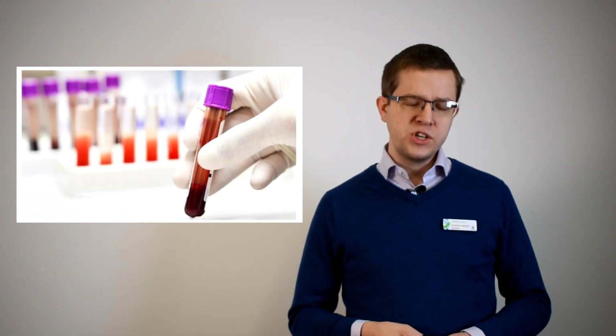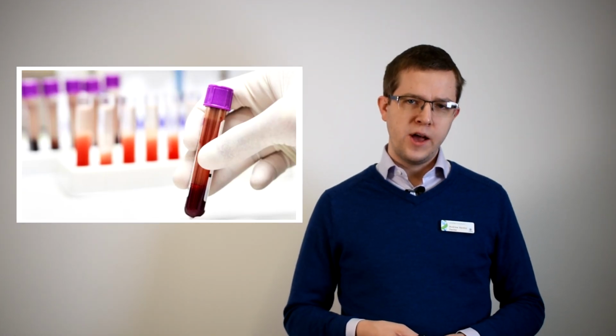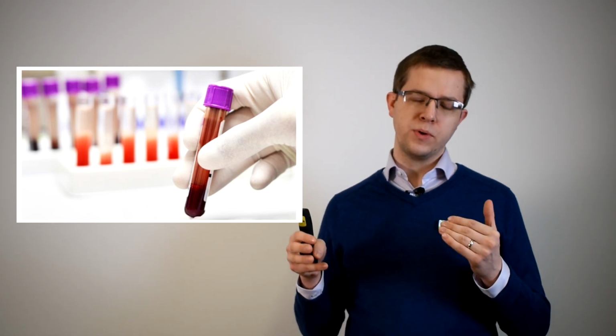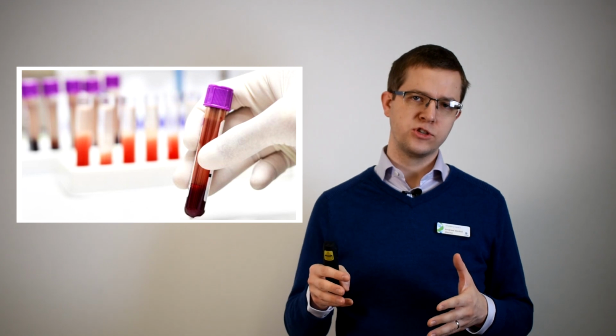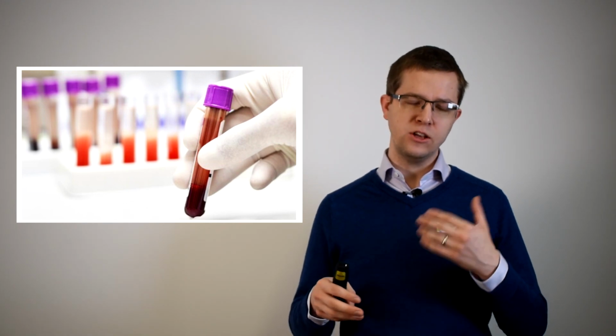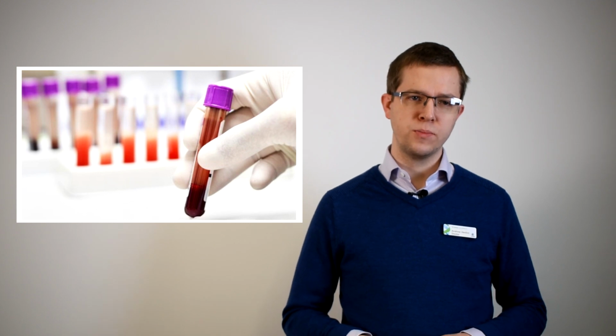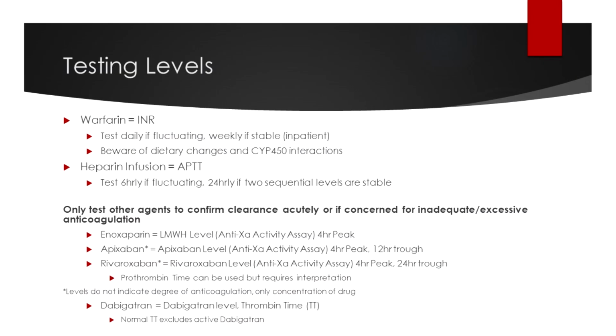So be particularly aware if they're changing their diet or their medications, there may be cytochrome P450 interactions that will actually inhibit or induce the clearance of the drug, and that's an easy trap for new players. If you've got them on a heparin infusion, you need to use their APTT, and that's usually tested every 6 hours initially, and then once they're stable, every 24 hours.